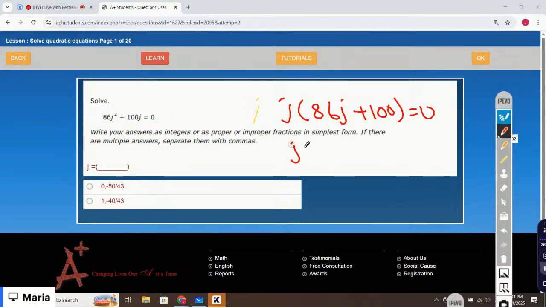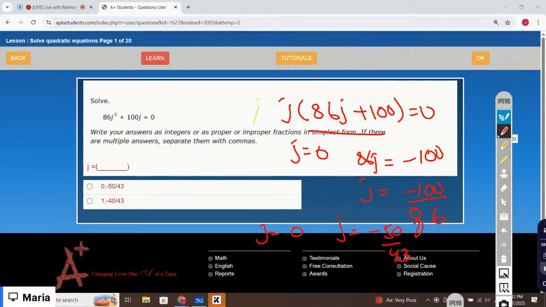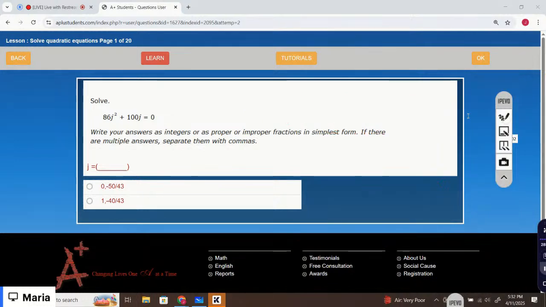So j is equal to 0. Now the other factor is also equal to 0. So 86j equals negative 100. J equals negative 100 over 86. Just divide it by the common factor 2, so then j equals negative 50 over 43. So we have two solutions: j equals 0 and j equals negative 50 over 43. So option number 1 is the correct option.